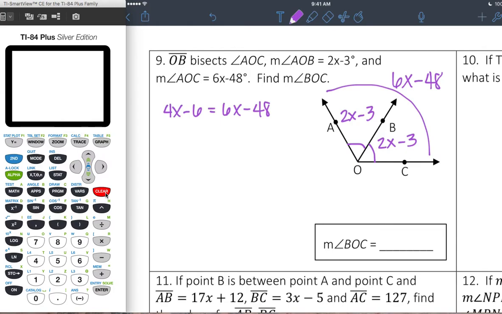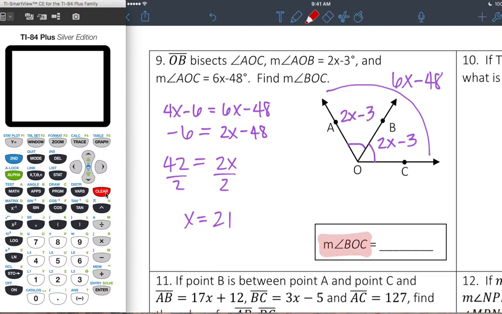Then we'll subtract 4x from both sides. 2x minus 48 equals -6. Add 48 to both sides, and 2x is going to equal 42. Divide both sides by 2, and x is going to equal 21. The final step asks us to solve for BOC. So BOC is 2x minus 3. So we're going to plug 2 times 21 minus 3. So we're going to end up with 42 minus 3, which is 39.